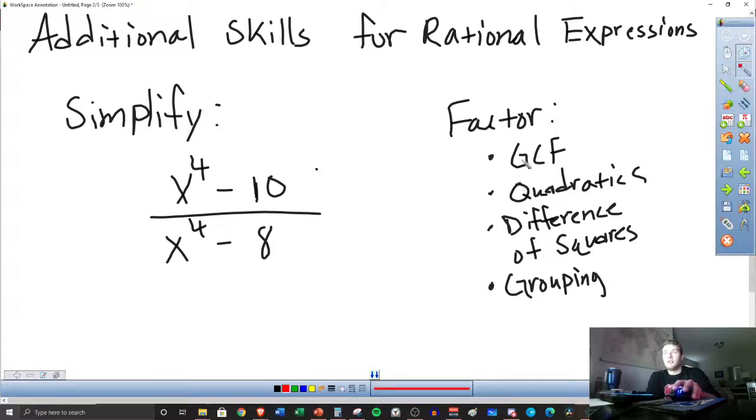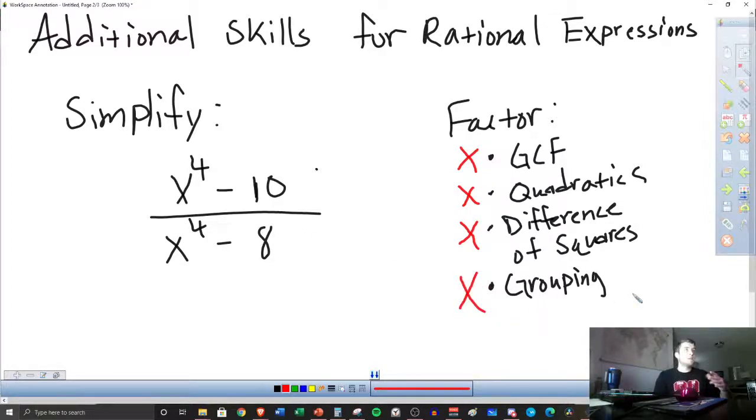We have GCF. Is there a GCF top or bottom? There's not. Okay, so we can't use that. Quadratic. Are these quadratics? No. Difference of squares. Well, we have even powers here, so that's good. But then 10 and 8, they're not perfect square numbers, so no, that doesn't work either. And then grouping. Does grouping work? No, there's not 4 terms. So immediately, it almost seems like this is actually an impossible task, and it can't be done.